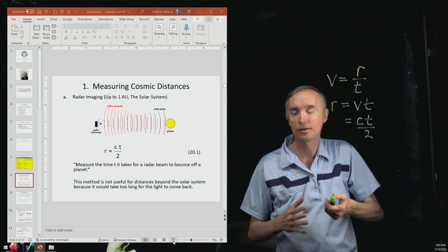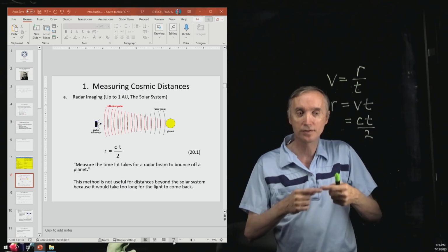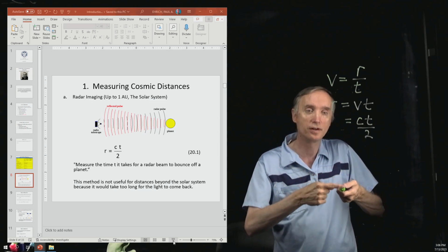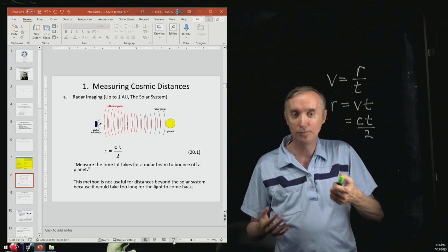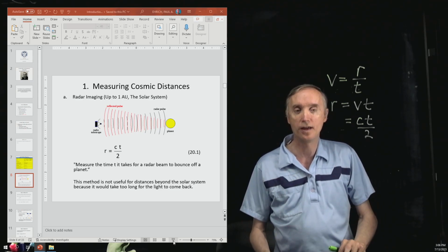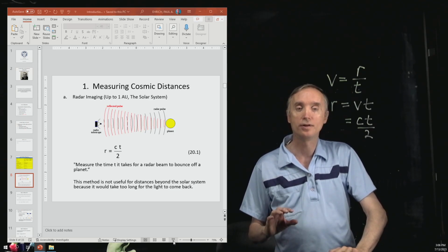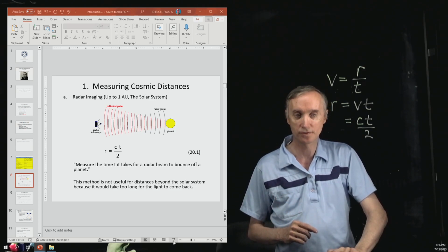Alpha Centauri is about 4 light years away. That means it's going to take the light beam about 4 years to get there and 4 years to come back, a grand total of 8 years. We'd have to run our experiment for 8 years to get any results, and that's just not very practical. It is practical, though, to use this inside the solar system.